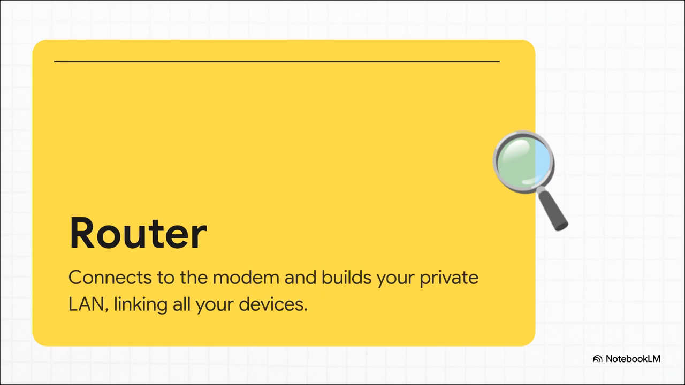And right next to it, you've got the router. So if the modem is the translator, the router is the traffic director for your home. It takes that one internet connection from the modem and then uses it to create your private local network, your LAN, by sharing that connection with all of your devices, usually over Wi-Fi. It's the thing that manages all the data flying around inside your digital household.